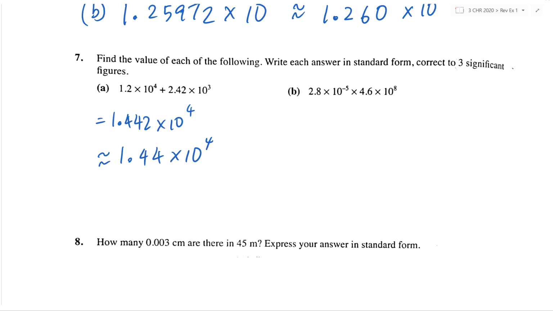Part B, 2.8 times 10 power negative 5. So this is 1.288 times 10 to the power of 4. Round off to 3SF again, 1.29.